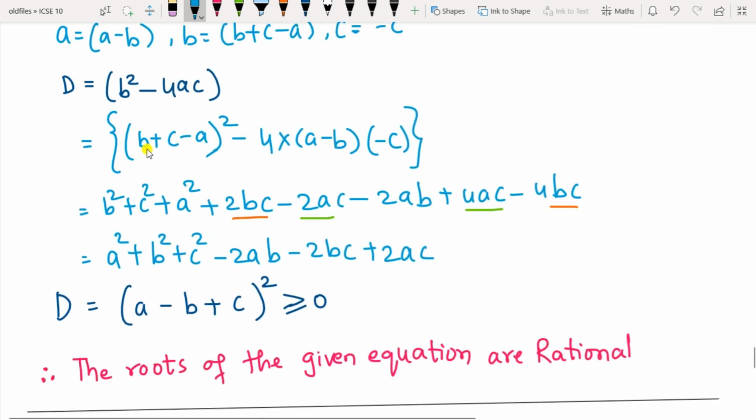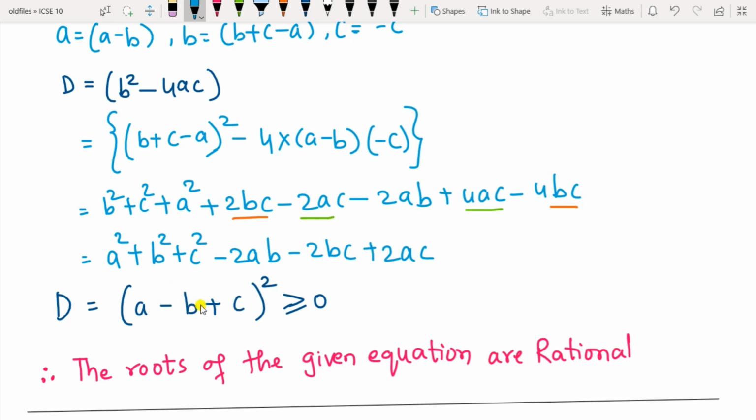So expand this bracket and this also. Now these are the like terms. Do the addition and subtraction of the like terms here. So you get the equation as a square plus b square plus c square minus 2ab minus 2bc and this one minus 2ac. Okay. Now this is the expansion of a, b, c the whole square.